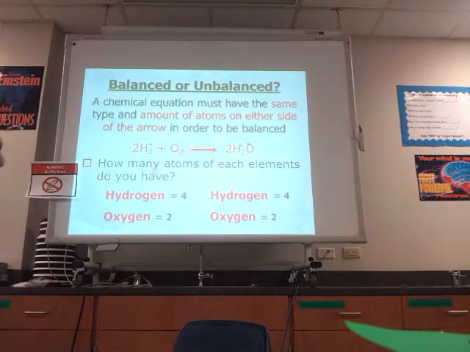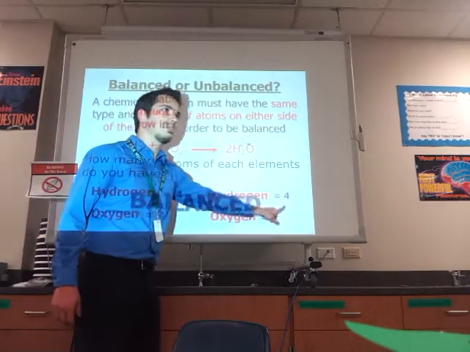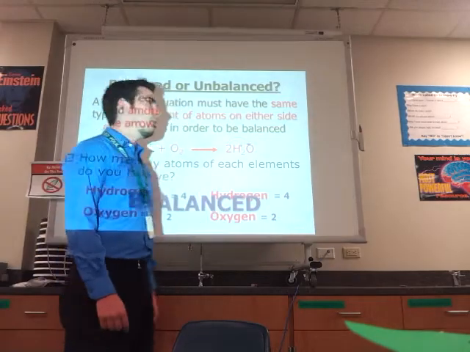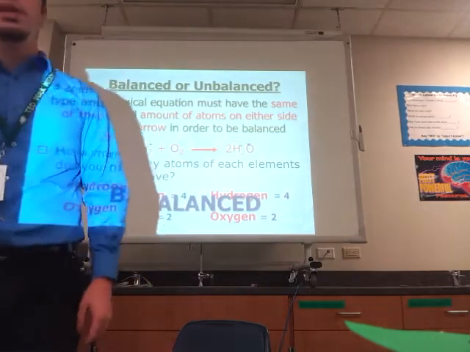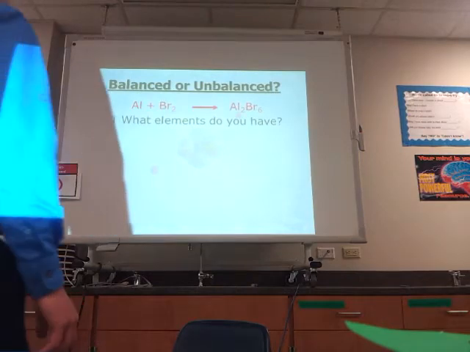So a chemical equation must have the same type and amount of atoms on either side of the arrow in order to be balanced. Since it is 4 hydrogen that we started with, 4 hydrogen we ended up with, 2 oxygen we start with, 2 oxygen we end up with, we know that this equation is balanced.